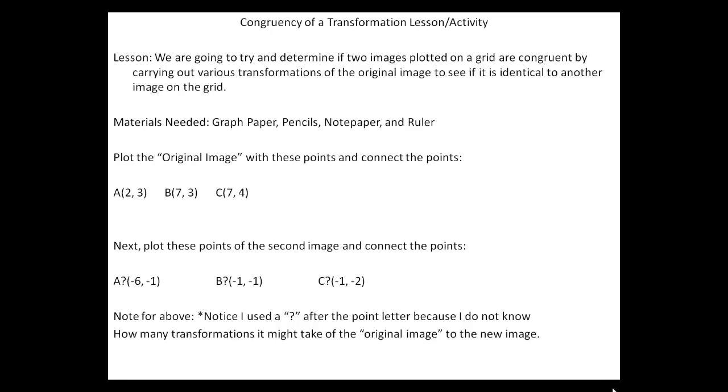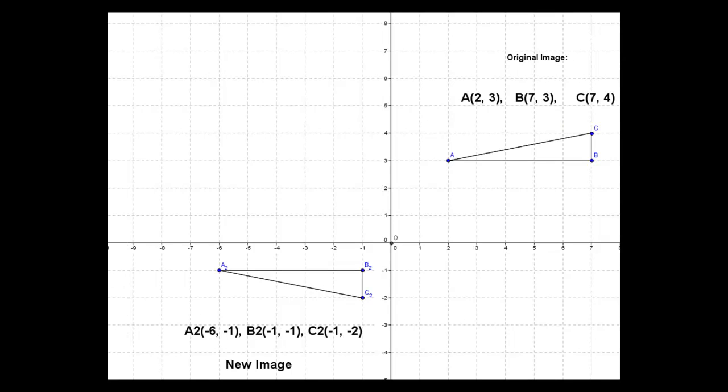to the new image. As you go through, you can pause these videos at any time to check the point location as needed or anything you want to answer. You should have a couple of right triangles, one in the original image in quadrant number one, and a new right triangle, which is in quadrant number three, as the picture is shown on the screen now.